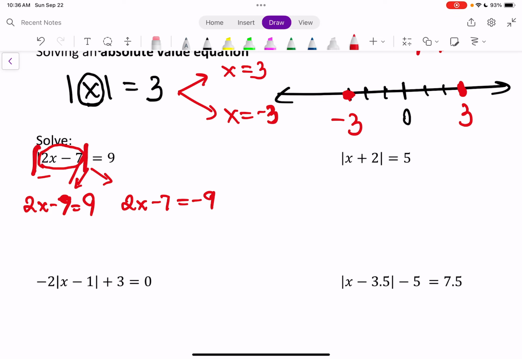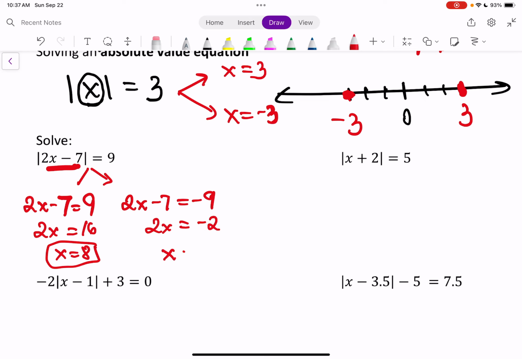So I get 2 choices for the quantity inside. And from here out, we simply solve: add the 7, divide by 2. Two answers.